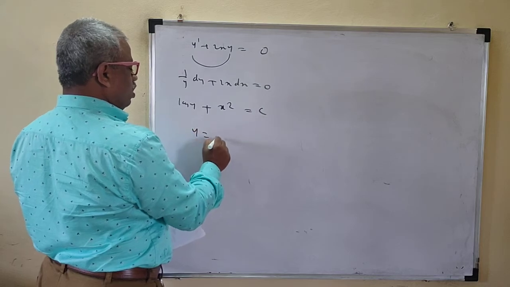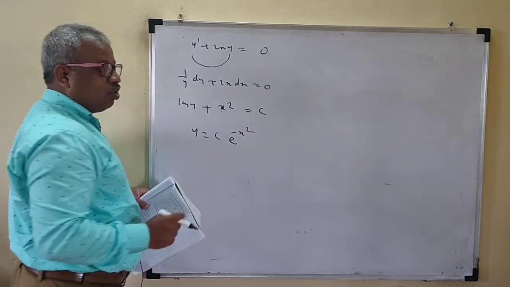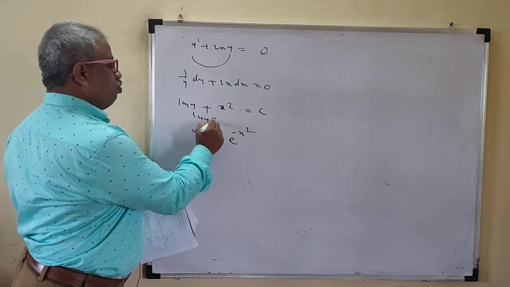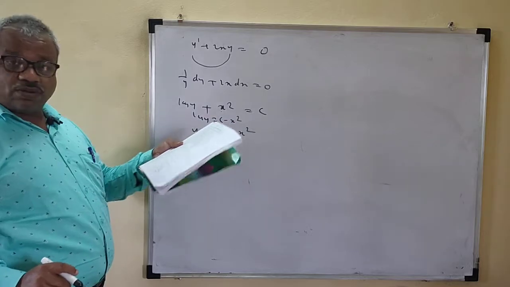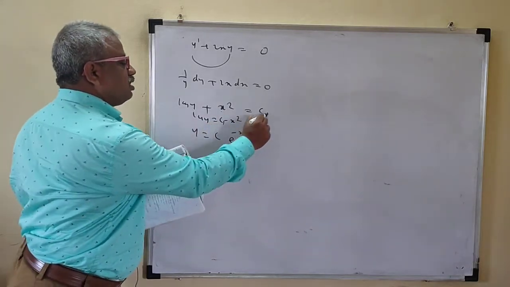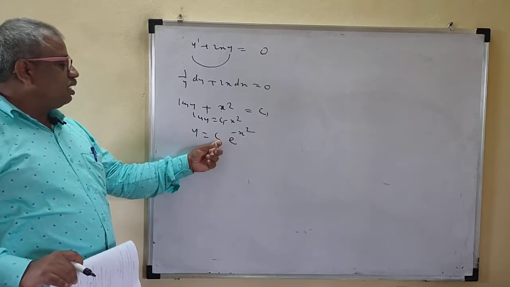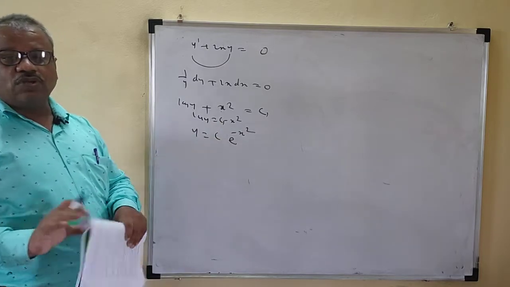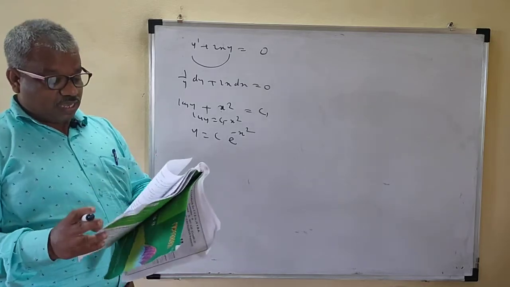Then y is equal to c e raised to minus x square. Log y is equal to c minus x square, and you have to assume this is c1. Then e raised to c1 is c. So y is equal to c e raised to minus x square will be the general solution of the complementary equation.